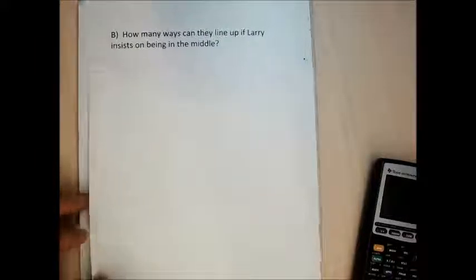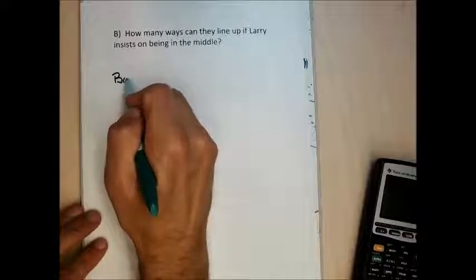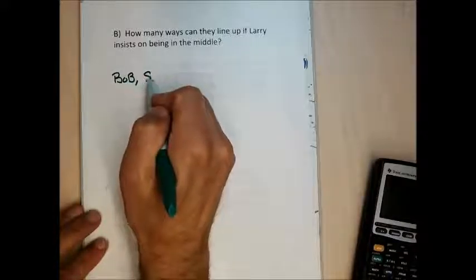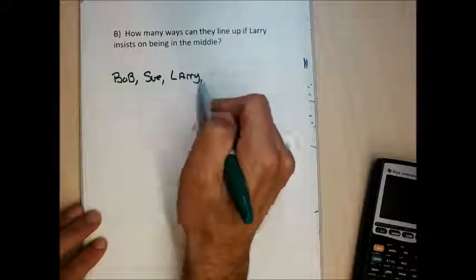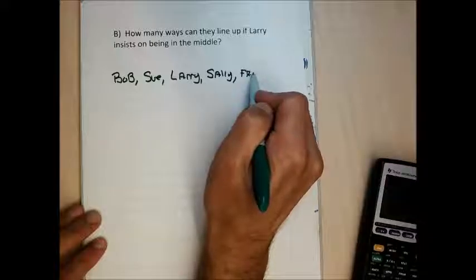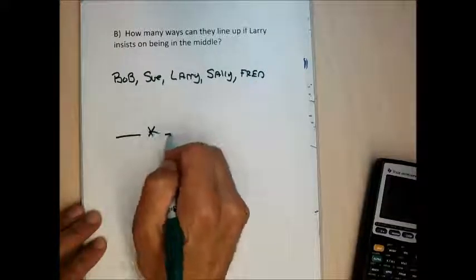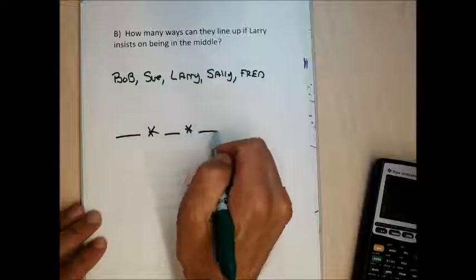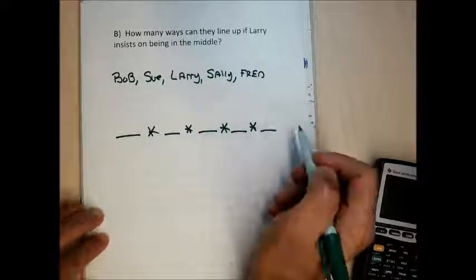Here's a variation that's not so nice. So how many ways can they line up again? So we had Bob, Sue, Larry, Sally, and Fred. And those 5 are going to line up in line to get concert tickets. Tells this is an old question because we all buy our concert tickets online now. We almost never line up.